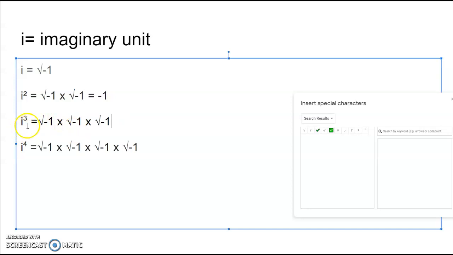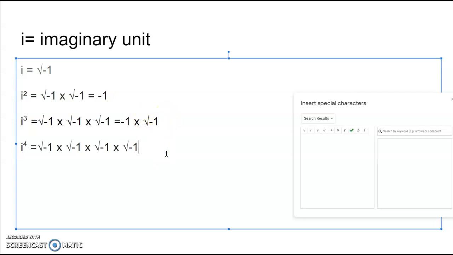So for our i cubed, it is essentially i squared times i again. So -1 times rad -1, sorry.